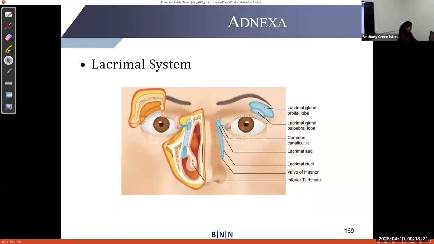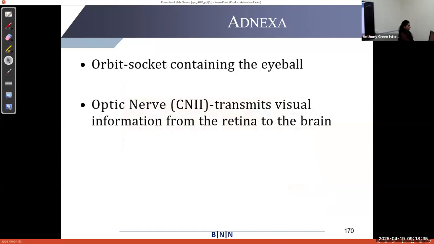Then lacrimal system. What is the lacrimal system? Yes, tear. The socket containing the eyeball is known as the orbit. This area is the orbit, the eye orbit. Optic nerve, very important. What is the function of the optic nerve? It transmits the visual information to the retina, from the retina to the brain.